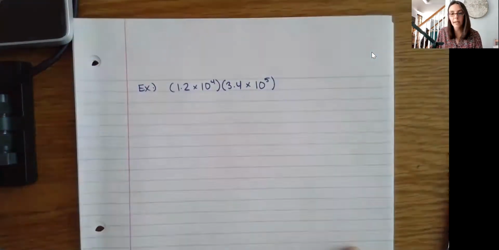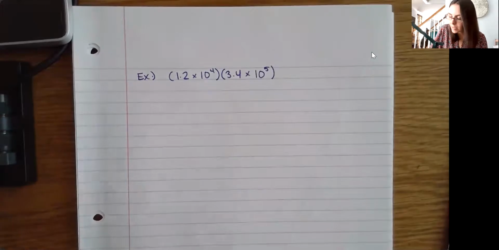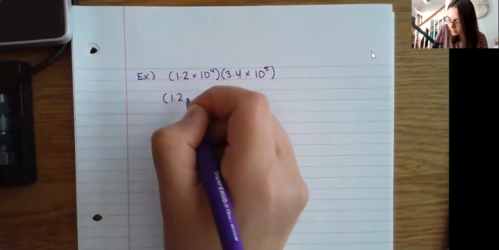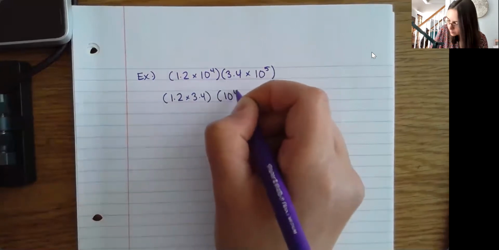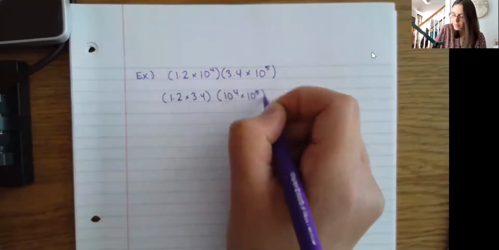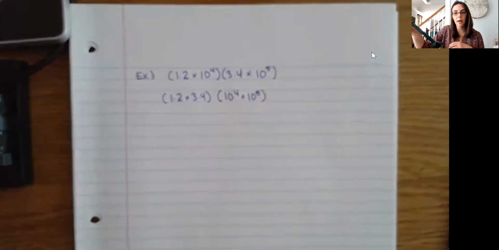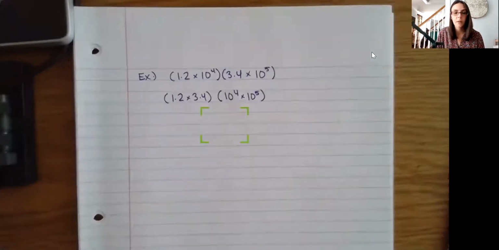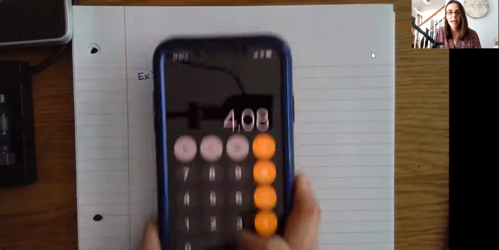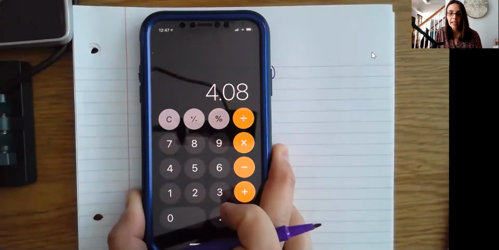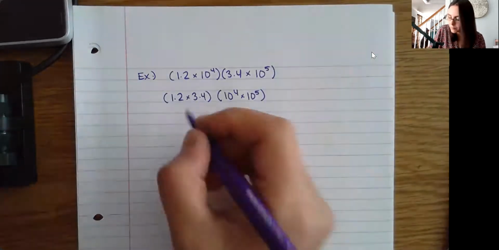So another multiplication problem here. And again, what I tend to like to do is I like to just rewrite this, kind of grouping my numbers and grouping my exponent parts. Now here, I can't do this multiplication very easily, but I can use my calculator. So I'm just going to do 1.2 times 3.4 on my calculator, and I get 4.08. So I can still do it. I'm just going to do it on my calculator.